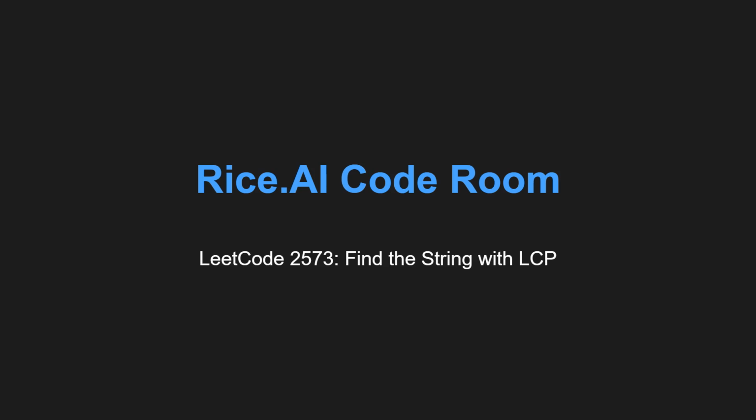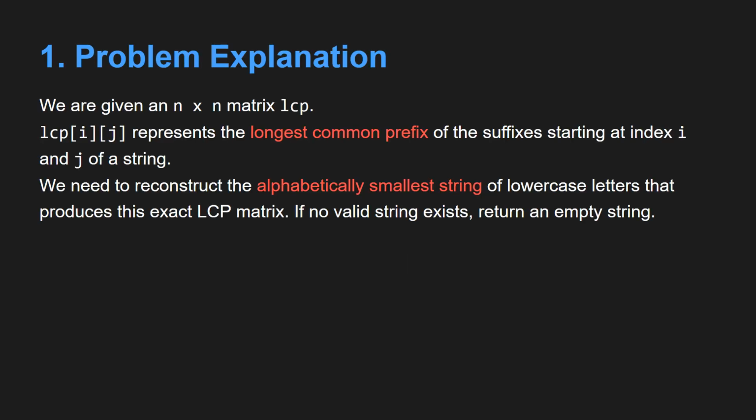Today we are tackling LeetCode 2573, find the string with LCP. The problem provides us with an n by n matrix named LCP. The value at LCP[i][j] represents the length of the longest common prefix between two suffixes of a string, one starting at index i, and the other starting at index j. Our task is to reconstruct and return the alphabetically smallest lowercase English string that exactly produces this LCP matrix. If it's impossible to form such a string, we must return an empty string.